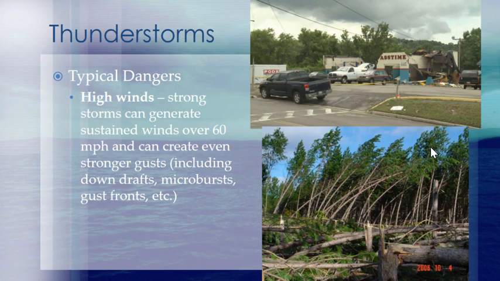And that's going to include things like downdrafts, microbursts, and gust fronts, when you're talking about these gusty winds. But sustained winds are a big deal. And you can see right here, this tree has literally been blown over and cracked at the base.